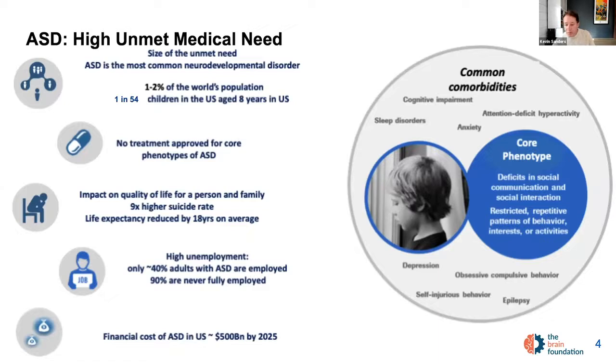So I'll start with a little background on ASD to set the stage. Most of you know most of this, but it's sometimes good to be reminded how big this really is. It's 1 to 2% of the world's population, 1 in 54 kids in the US, no current treatments for the core symptoms, significant morbidity, mortality, significant functional impacts and financial impacts.